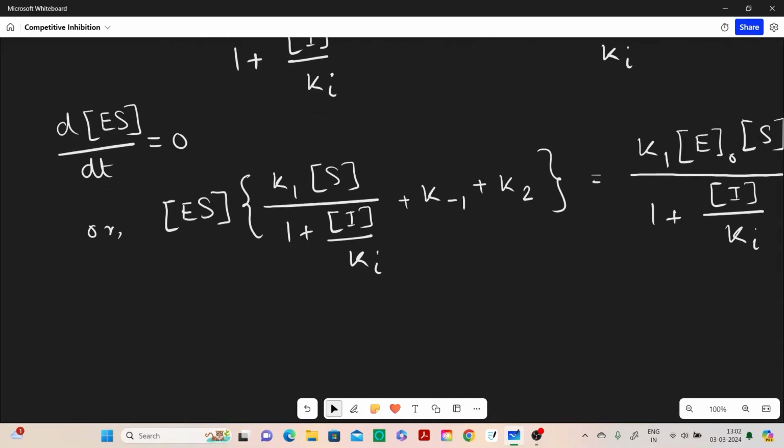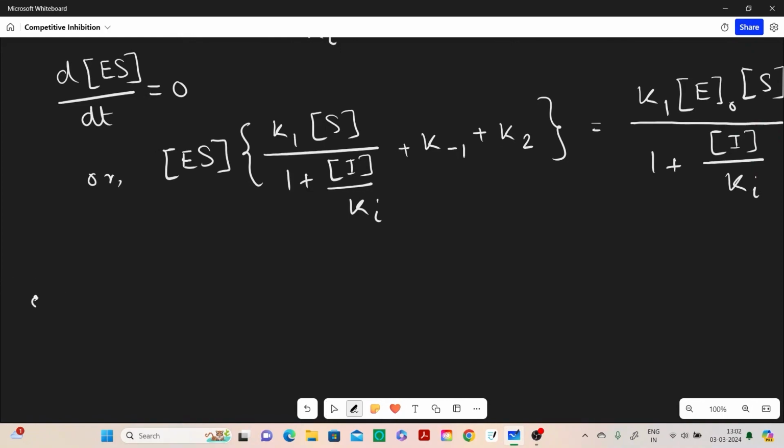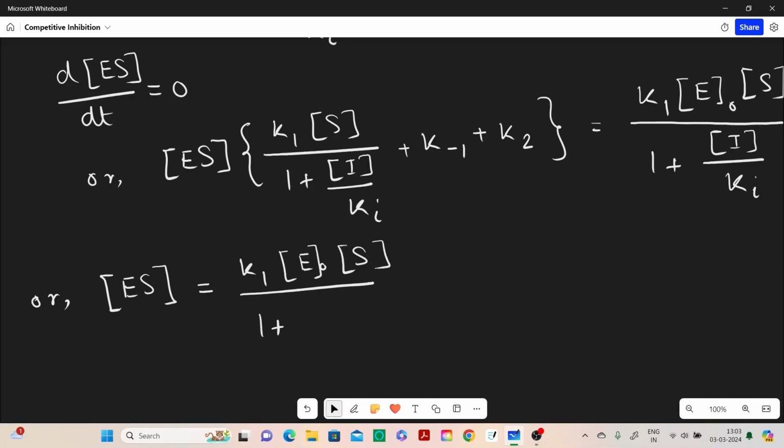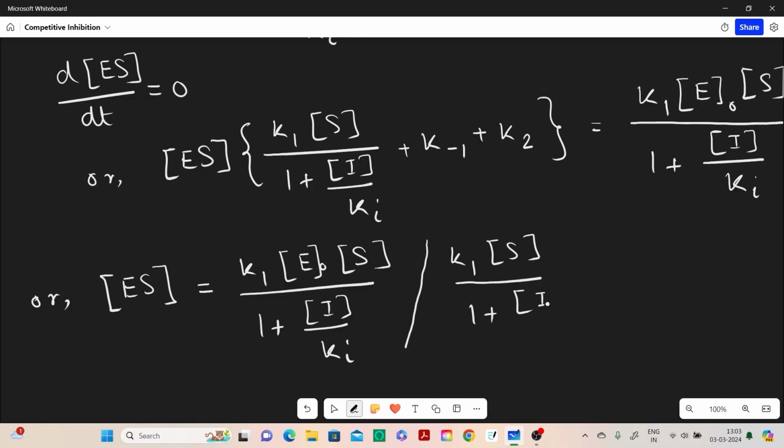Okay, we'll need a bit more space, so we can write down ES as K1 E naught S by 1 plus I by Ki divided by, so I will write it down in one line so we don't need a lot of space, K1 S by 1 plus I by Ki plus K minus 1 plus K2. So this is the numerator and this is the denominator of this fraction.